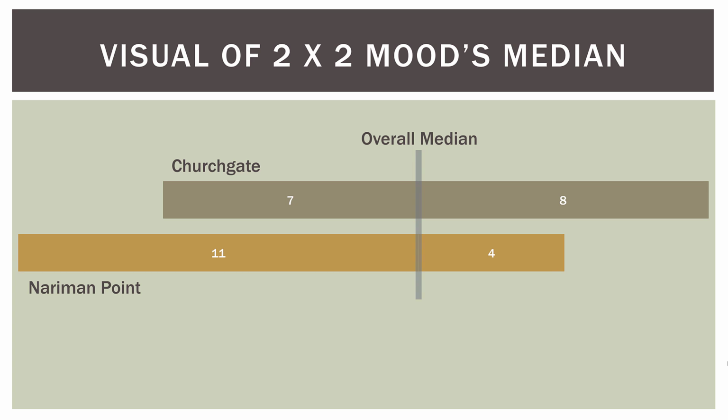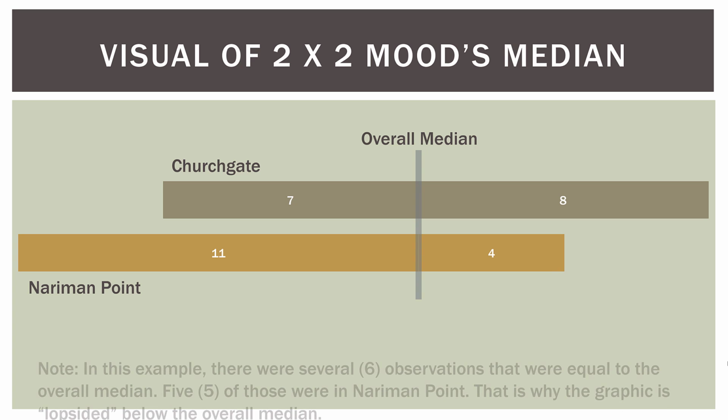Now, what we have to do is use a statistical test, the chi-square test, to see whether or not this difference in proportions is statistically significant. And that's what we're going to do as we go forward. But visually, this is what it looks like.